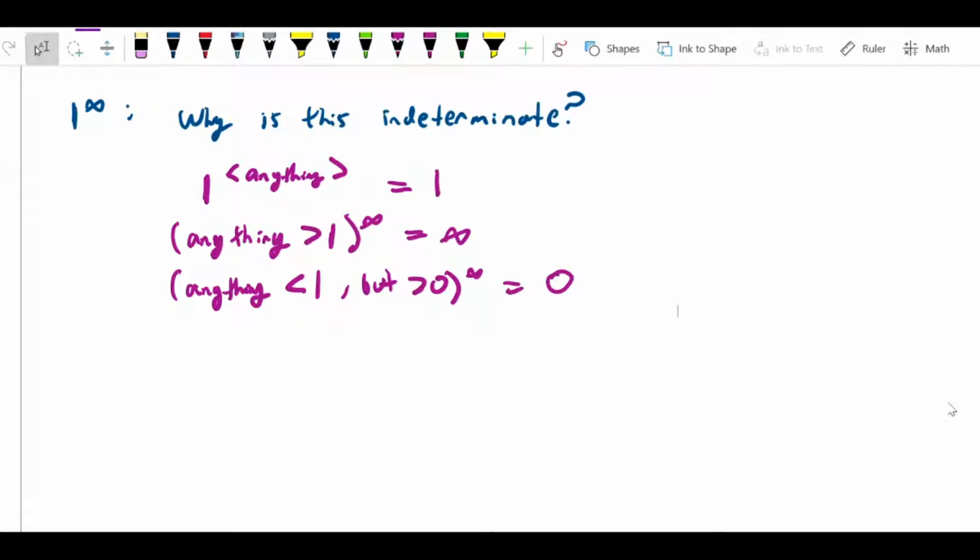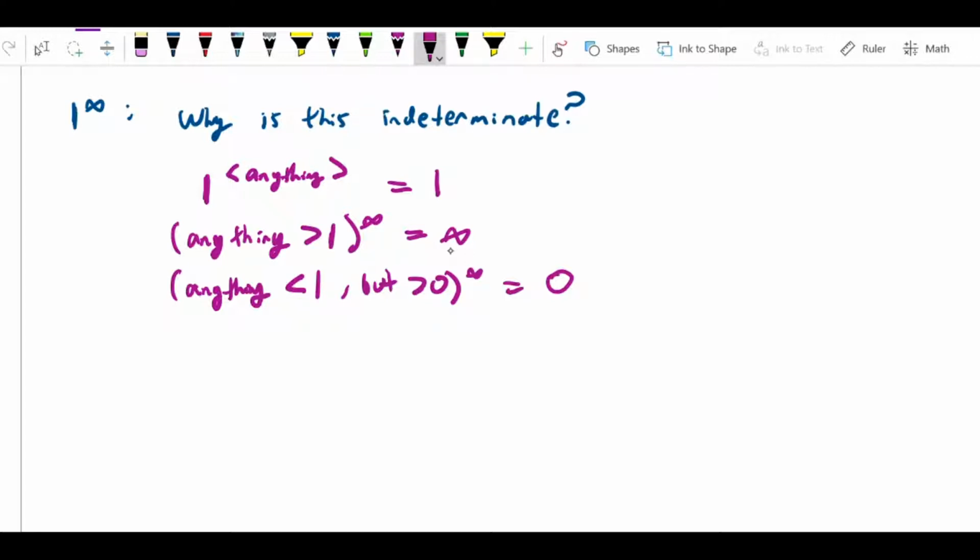I mean, if we're truly taking 1 and just multiplying 1 by itself an infinite number of times, we would just get 1. But what we're really doing is we're taking something that's approaching 1 and raising it to the infinity power. So if you imagine something that's bigger than 1, like say 1.1, and you multiply it by itself infinity times, it just keeps getting larger and larger and larger, and you just get infinity.